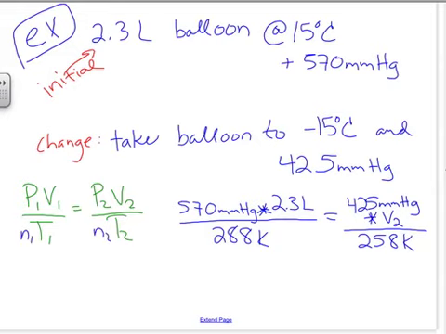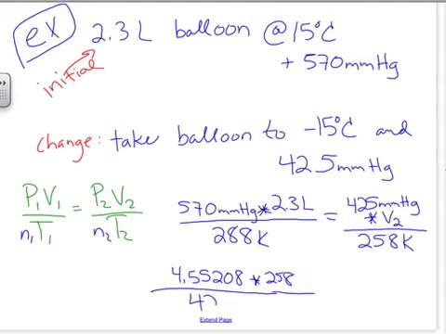The way I'm going to solve this problem is a little different from the example I did from your lab. I'd like to solve the left side first: 570 times 2.3 divided by 288, which is around 4.55. Then rearrange the equation to solve for V2, the second volume, by dividing by 425 and multiplying that whole number by 258. Doing the numbers out, we come out with about 276 for a new volume. So that's going to be 2.76 liters.